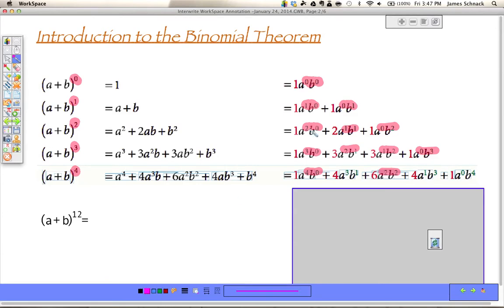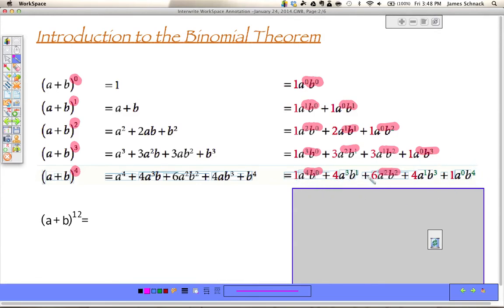Now, how do the exponents change? Well, with the 4th power one, it starts out a to the 4th, and the next term is a cubed, then a squared, then a to the first, then a to the 0. And it starts out b to the 0, b to the first, b squared, b cubed, b to the 4th. So the first term, the a, the exponent is decreasing, while the b starts out at 0 and increases until it hits the 4.